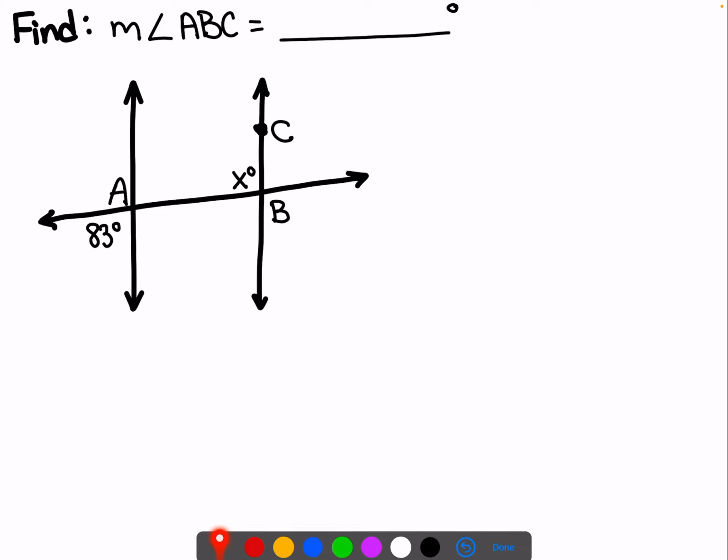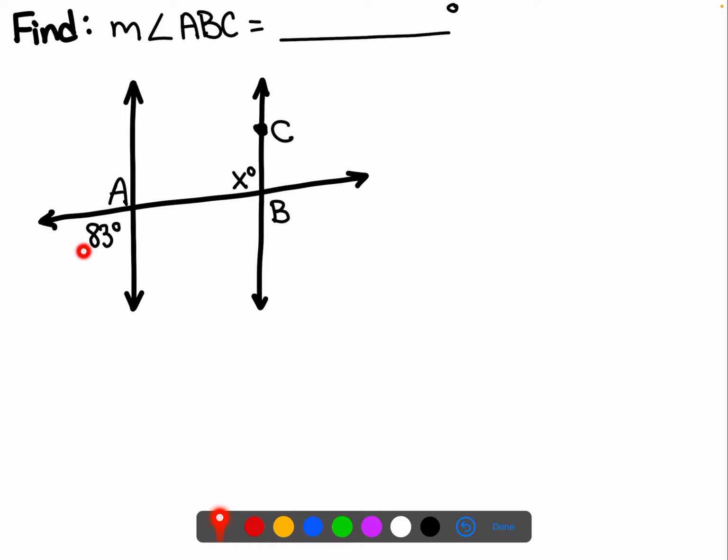All right, so for this one, looking at this angle, we have 83 degrees. We're trying to find the measure of angle ABC, so we're trying to find angle x here. So if this is 83 degrees, well, I know that vertical angles are congruent. So if this is 83, then this is also 83 degrees. Now, looking at the angle relationship between this new 83 degrees that we found in red and this x degrees, they are same-side interior angles.